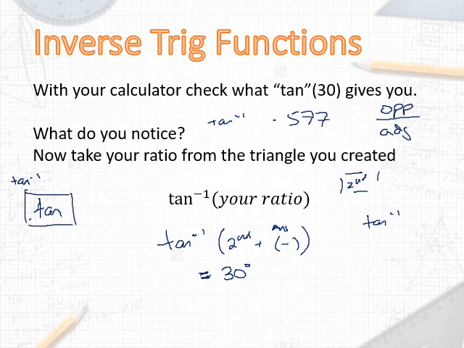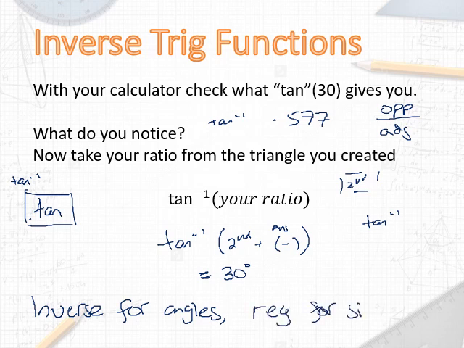So we're going to use inverse functions to find angles, regular sine, cos, tan to solve for missing sides. So that's kind of the key part here. So inverse for angles, regular for sides, depending on what you're solving. So that's your kind of general rule of thumb.